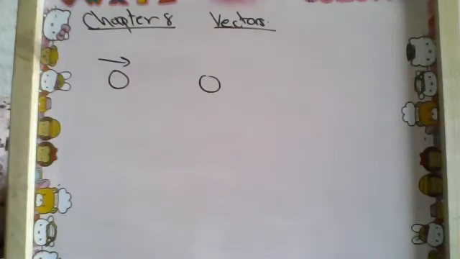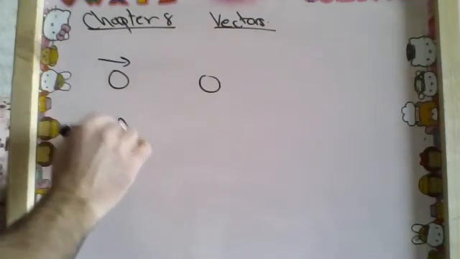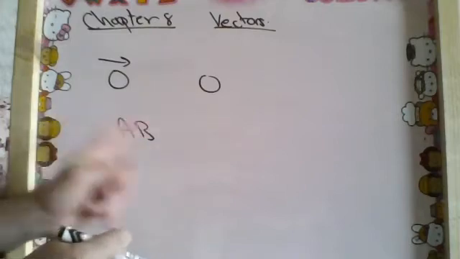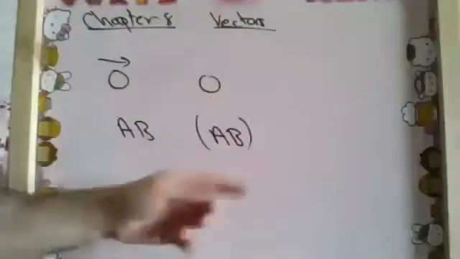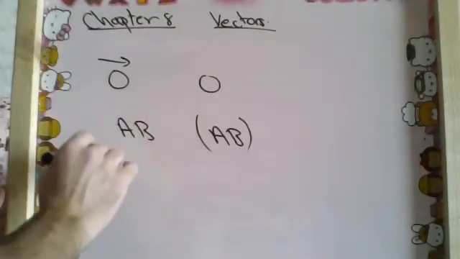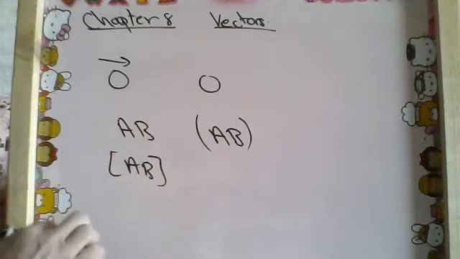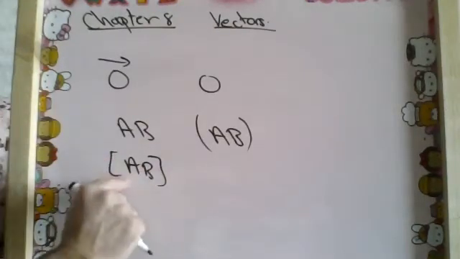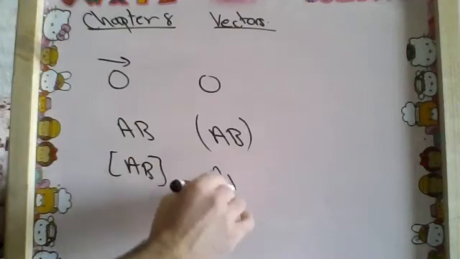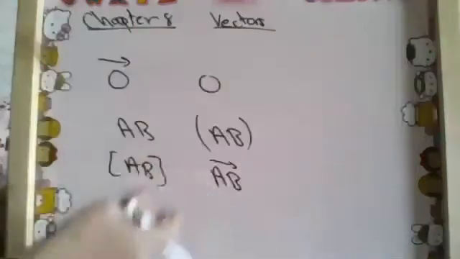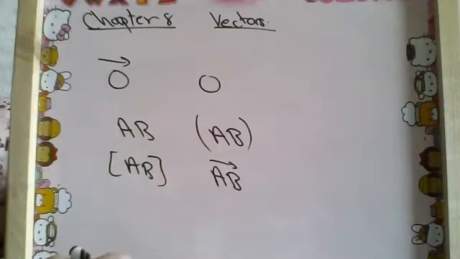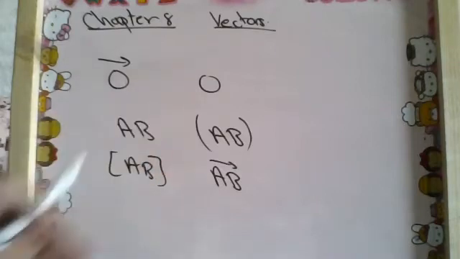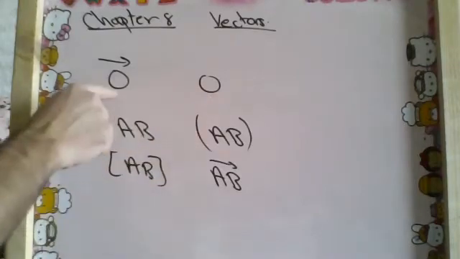Just like for segments, we write, for example, AB, the length from A to B. We write line AB, which is all the points on the line AB, or segment AB, the part of the line from point A to point B. And we have vector AB. Each one of them is different from the other. Like the same idea for zero vector: differentiate between zero vector and zero. This is a numerical quantity, this is a vector quantity.